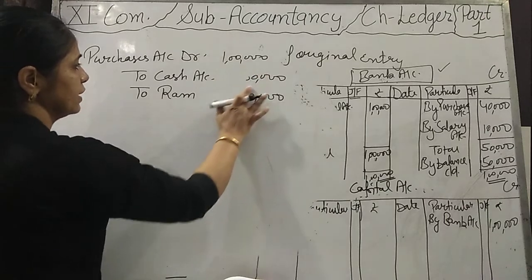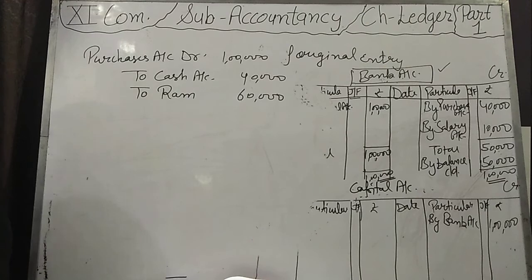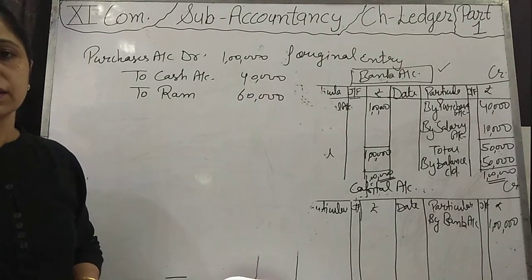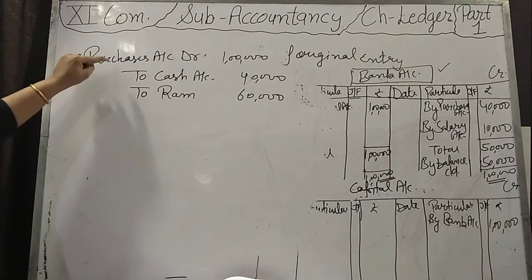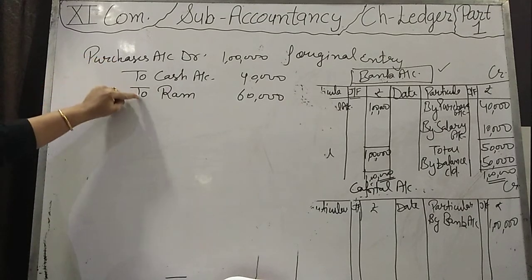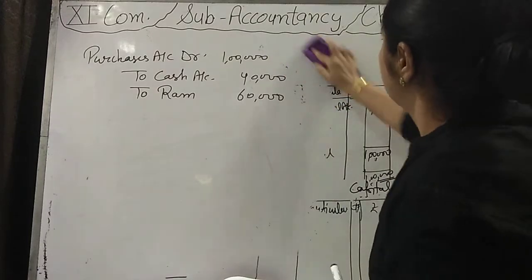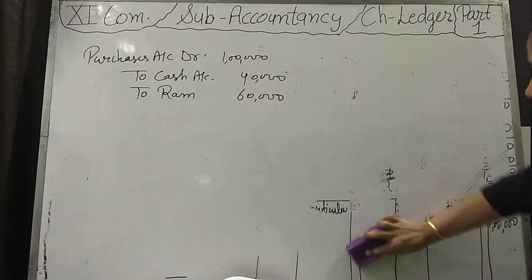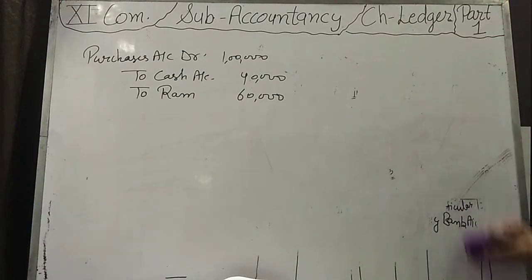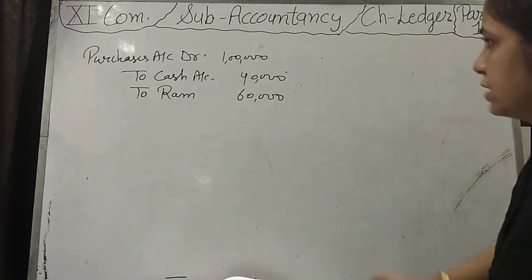इसको थोड़ा सा डिफरेंट ही कर लो, अदरवाइज यू विल बी कंफ्यूज. 40,000 we have paid cash and 60,000 is still pending. It means credit purchase. Now we have to open 3 accounts for posting of this journal entry. Purchases account, cash account and RAM account. है ना? Open these 3 accounts.